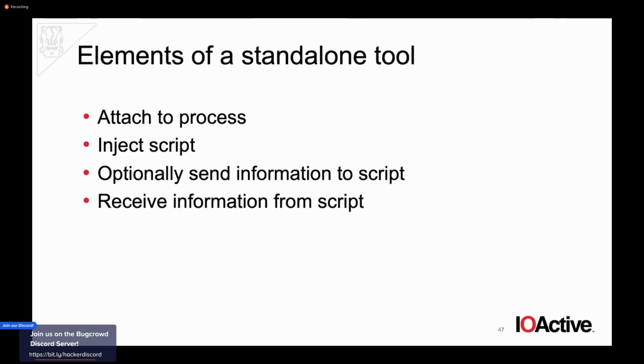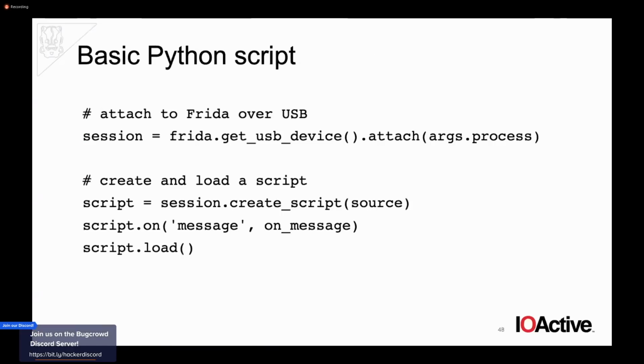Now, there are some elements of a standalone tool you have to think about that you don't when you're using the CLI, because they're kind of taken care of for you. For instance, when you're writing your own tool, you have to attach to the process yourself. You have to take care of injecting the script and sending information to and from the script from your client. These are things you don't really have to worry much about when you're just using Frida Trace or the CLI. But it's not terribly difficult to do that.